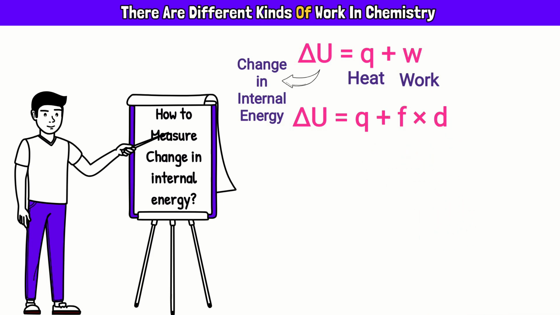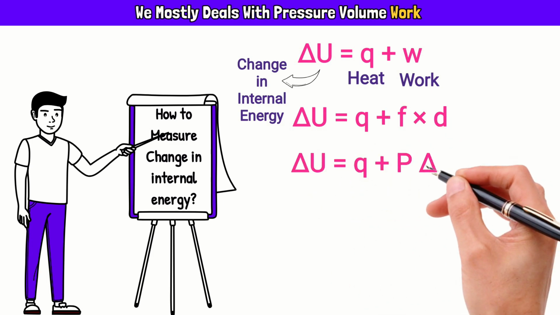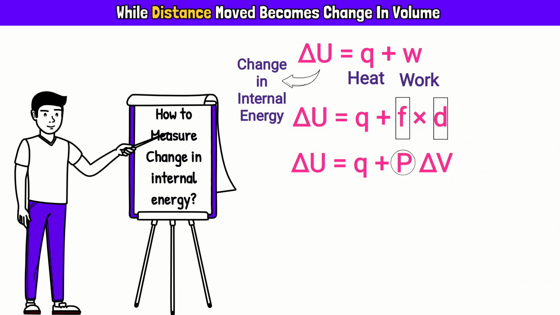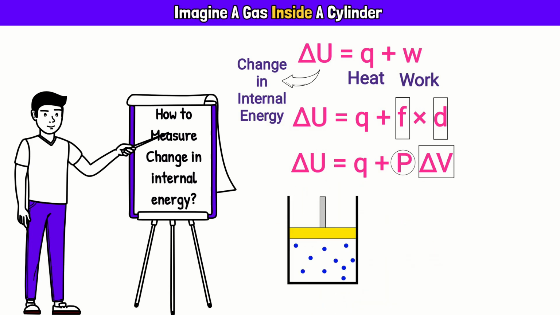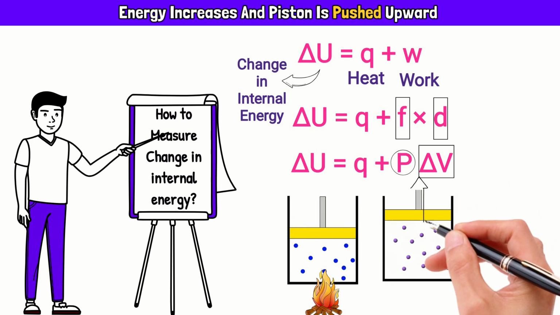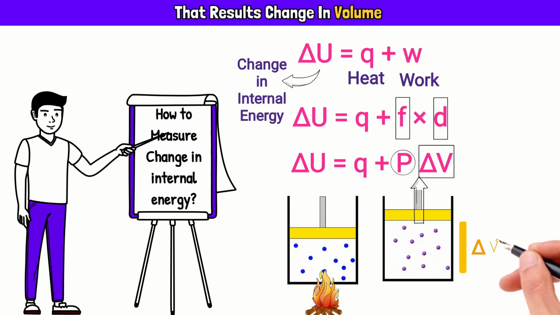There are different kinds of work. In chemistry we mostly deal with pressure-volume work. In pressure-volume work, force becomes pressure, while distance moved becomes change in volume. Imagine a gas inside a cylinder with a movable piston. When you supply heat energy, the gas particles move faster. As a result, internal energy increases, and the piston is pushed upward. So the gas does work on the surroundings, which results in a change in volume.